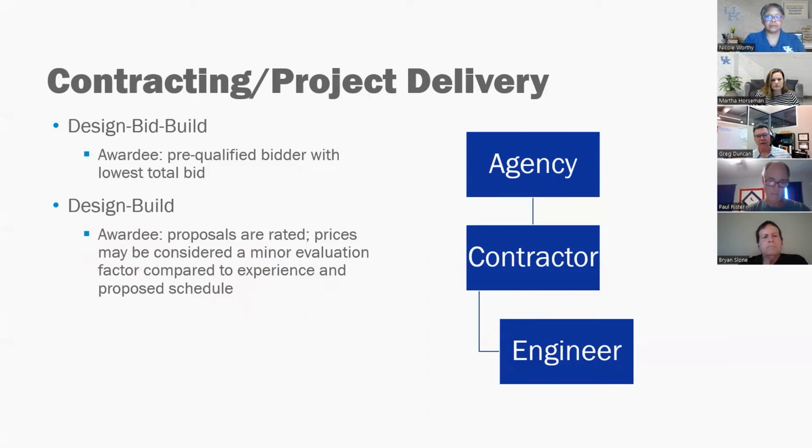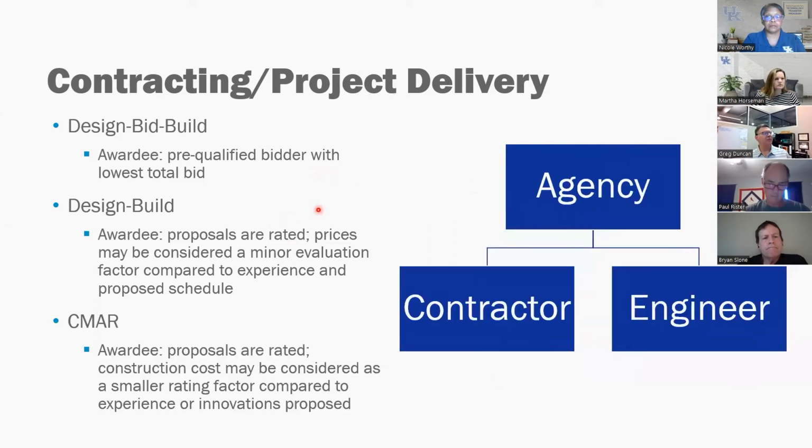So the third type of example that we're going to be talking about is the construction manager at risk model. And in this contracting arrangement, the agency hires both the contractor and the engineer. They're not working for each other. However, they do work very closely. And in this process as well, similar to design build, the contractor is chosen by a rated construction proposal, and cost may be considered as a smaller rating factor compared to experience or innovations proposed in the construction process.